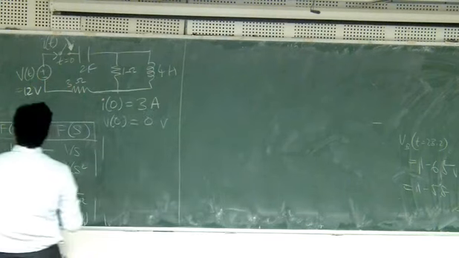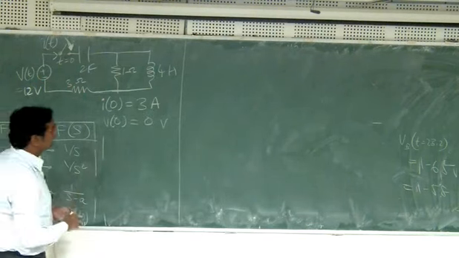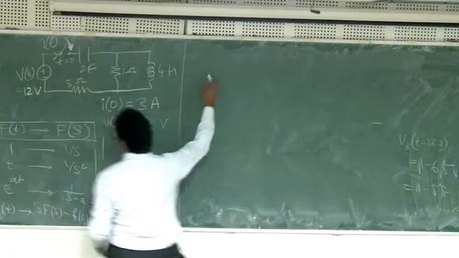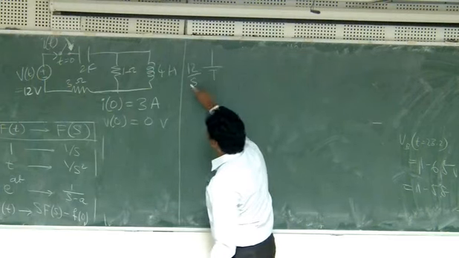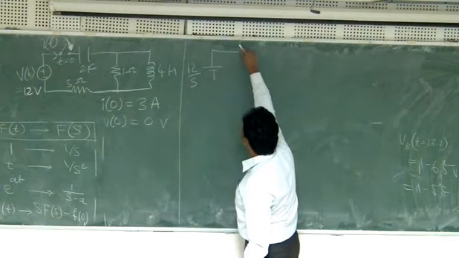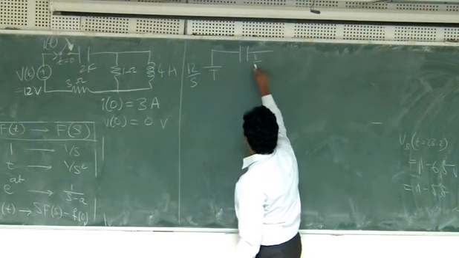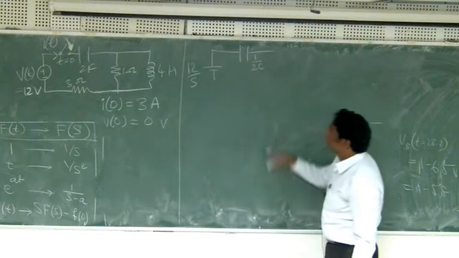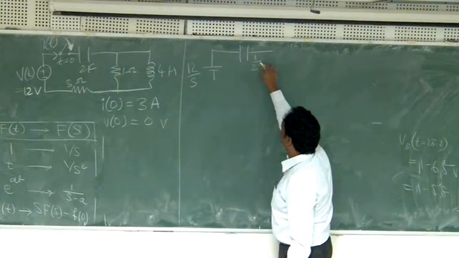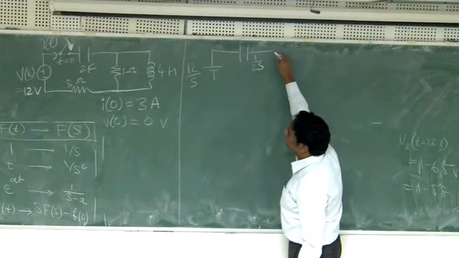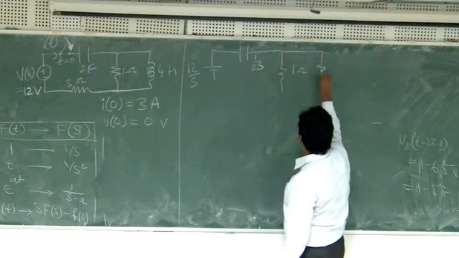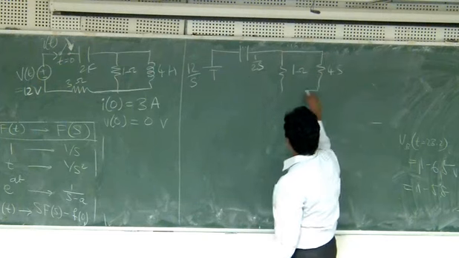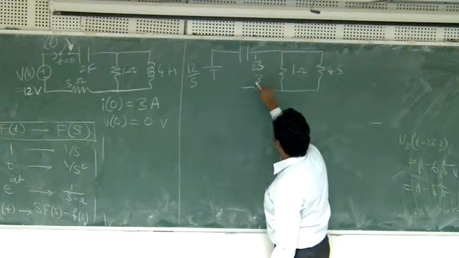So now we are ready to go to the Laplace domain. I am just changing it now. So this is 12 by S. This is 1 by 2S, since the capacitor is 2 farads, 1 by 2S. This one is 1 ohm, this is 4S, and then this is 3 ohms.